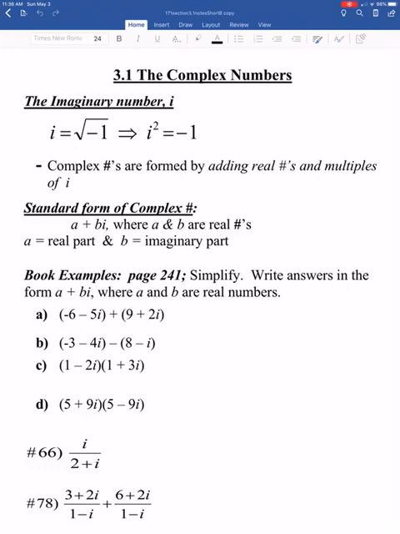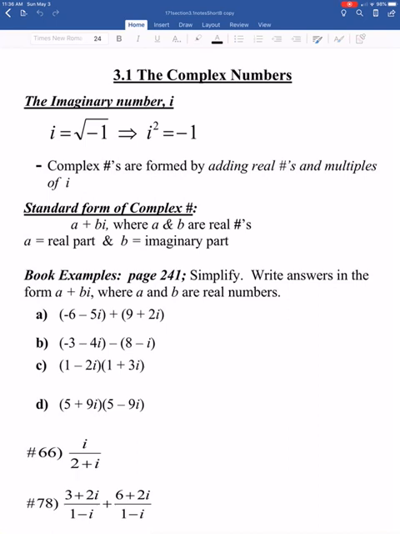All right, we'll take a look here at section 3.1 as we look at defining the complex numbers. So we've been talking about real numbers, but we now want to introduce complex numbers as we get into the topic of solving quadratic equations in this chapter. And with quadratic equations, you have the possibility of complex number solutions.